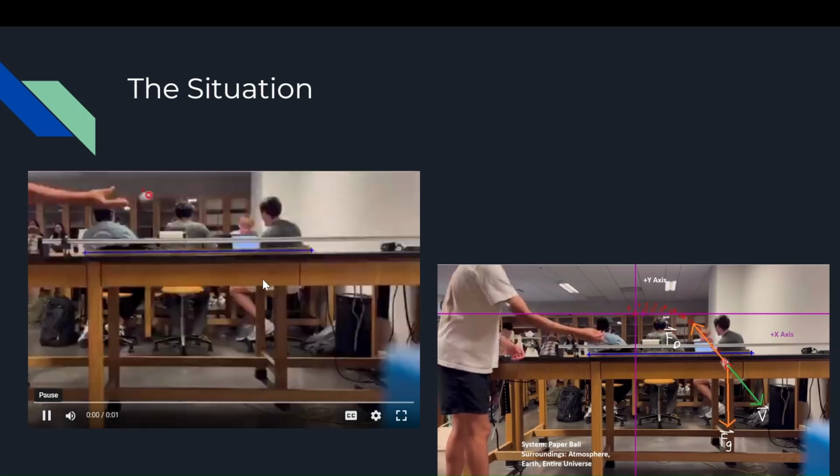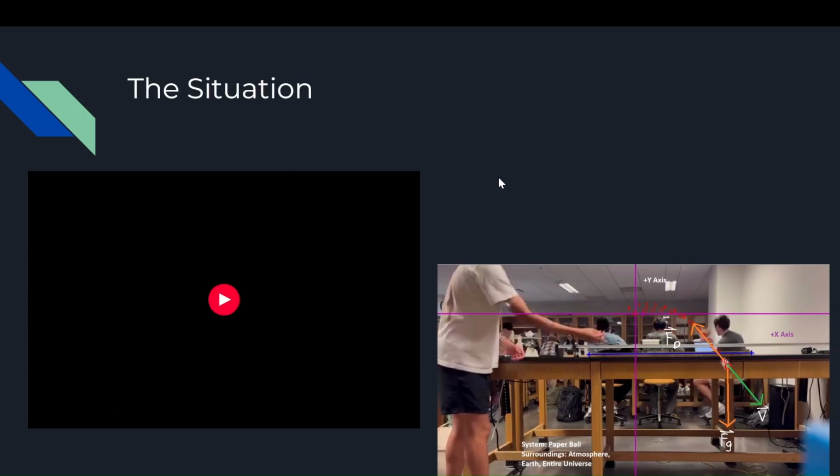So this is the motion that we were tracking. And as you can see in this image here, the x-axis goes to the right, the y-axis goes up. The system is the paper ball, the surroundings are the atmosphere, the Earth, the entire universe. The force of gravity is going directly downwards, velocity is in the direction of movement, and drag is opposite of the velocity.